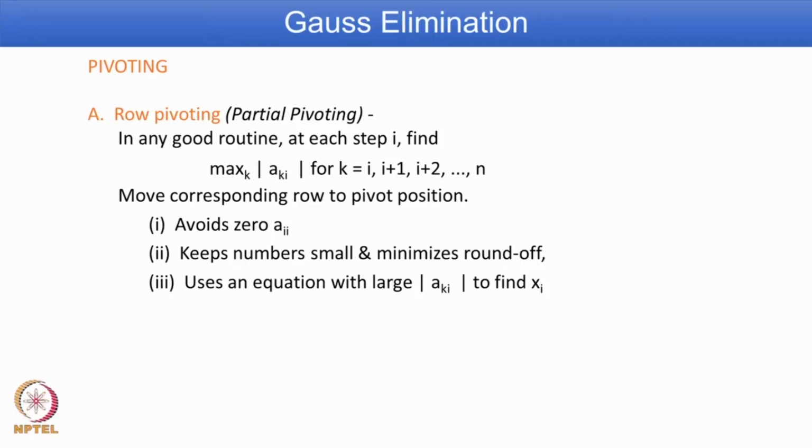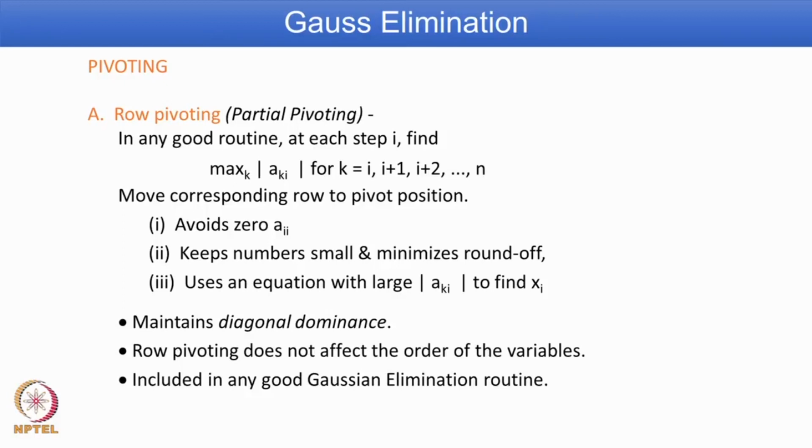and it uses an equation with large element value to find x i. It maintains diagonal dominance. We have already seen why it maintains diagonal dominance. The row pivoting does not affect the order of the variables. So, this is very important, because we are dealing with the matrix, we are dealing with the unknown coefficients, it should not change the order of the variables, and it is included because of these properties in any good Gaussian elimination procedure. So, normally we do only row pivoting.